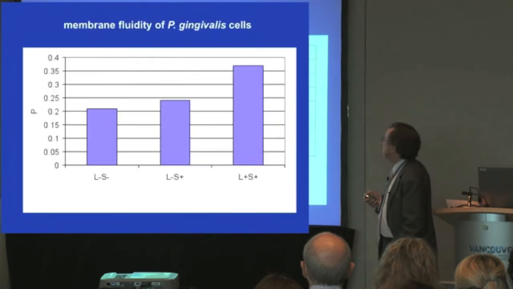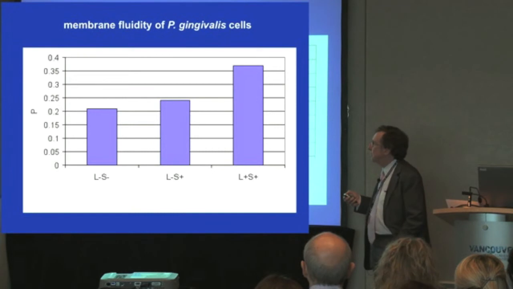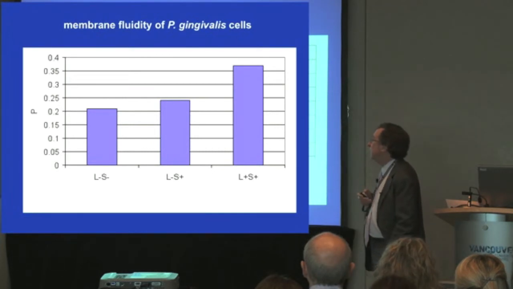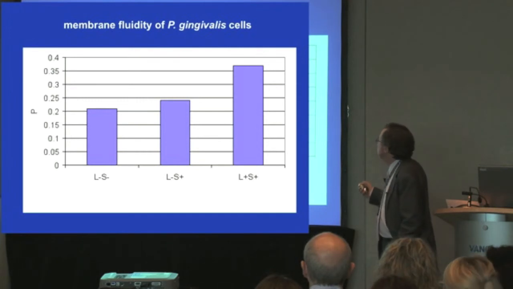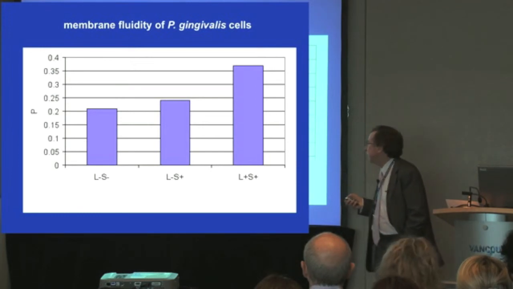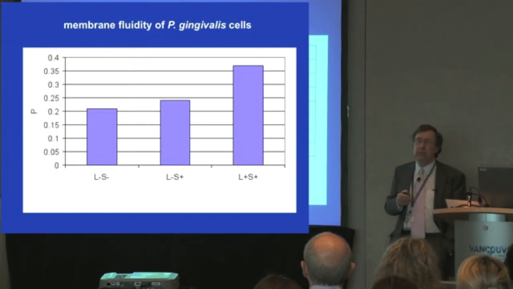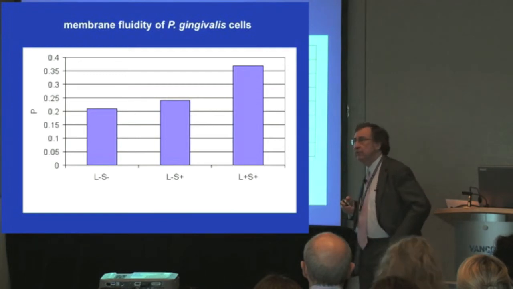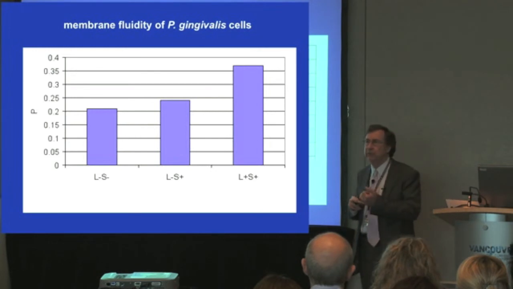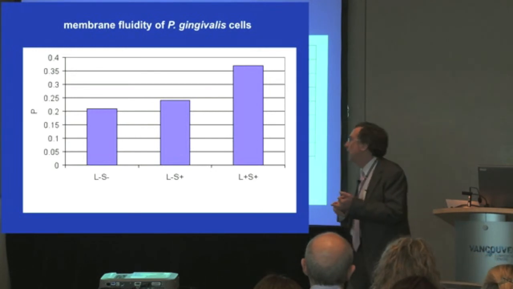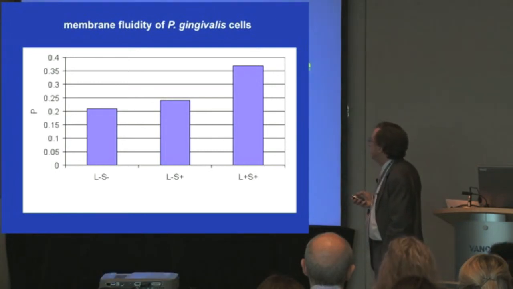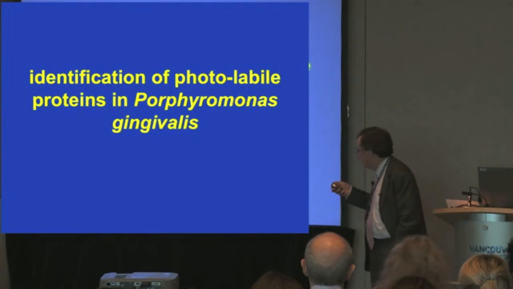This is an experiment looking at the membrane fluidity of P. gingivalis. P is a value, the reciprocal of which indicates the degree of membrane fluidity. And you can see that in the organisms that have been treated with laser light and the photosensitizer, the membrane fluidity has decreased remarkably. And once you decrease membrane fluidity, that has a knock-on effect. It interferes with transport systems, energy generation systems, and all sorts of other important metabolic activities. So it does interfere with membrane fluidity.